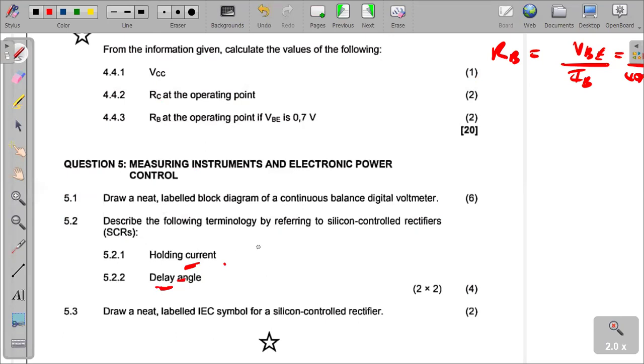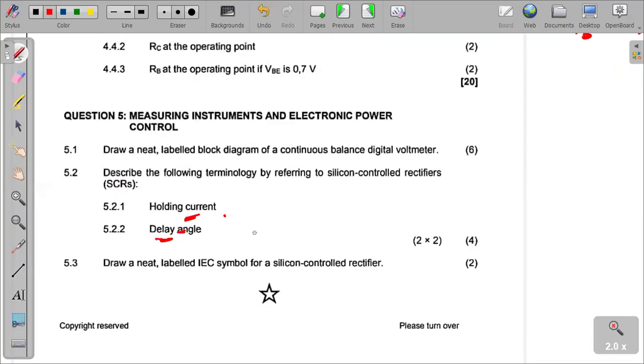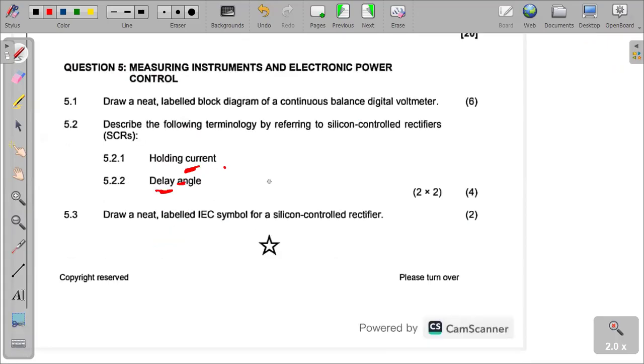Then the next question was saying, draw a labeled IEC symbol for the silicon controlled rectifier. So the symbol for the silicon controlled rectifier is this one. Actually, it is like this. It has the anode. It has the cathode. There is the anode here. And then there is the cathode here.